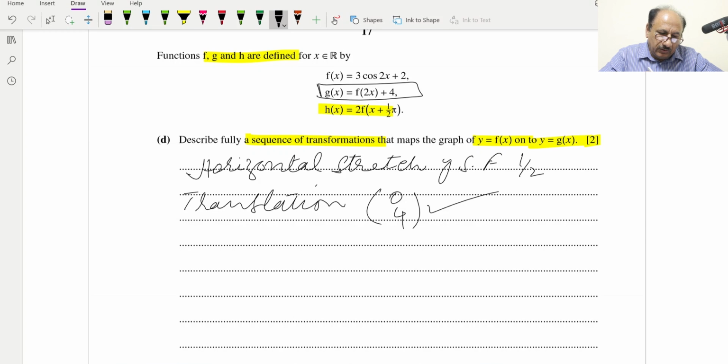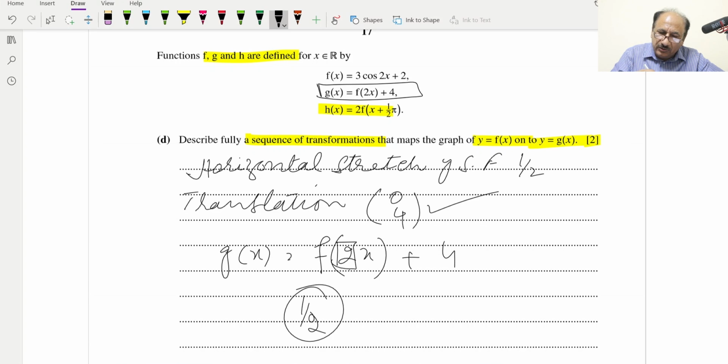So what we can do, we can write g of x is equal to f of 2x. Now how we identified this? This 2 is basically for horizontal stretch by this factor. Whatever this number, we will write the reciprocal of that one. So this shows horizontal stretch by scale factor 1 by 2. And this portion, plus 4, shows this is translation by 0, 4.